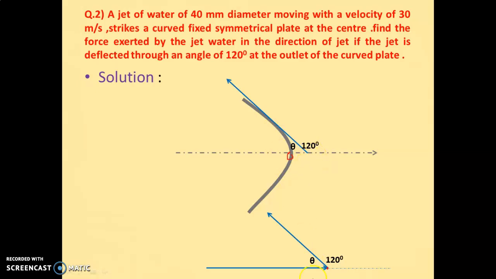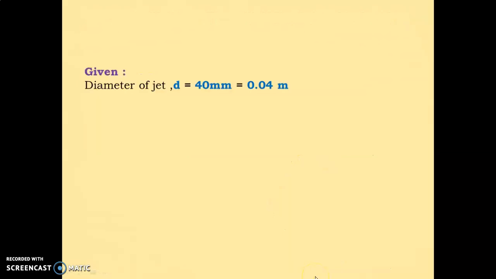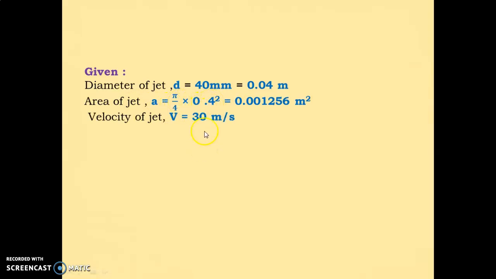Now we'll see, given the diameter of jet is 40 millimeter, the area of jet we will find out by pi by 4 into d square. Velocity of jet is 30 meter per second. Angle of deflection, we know the formula.